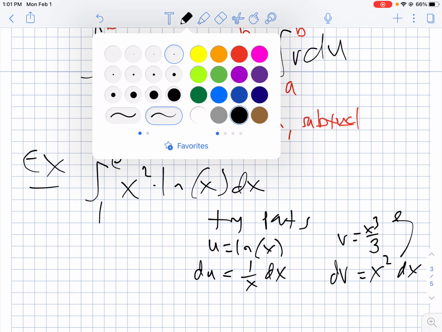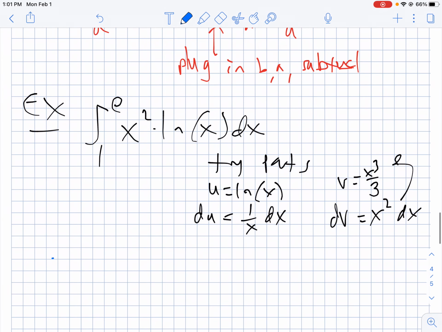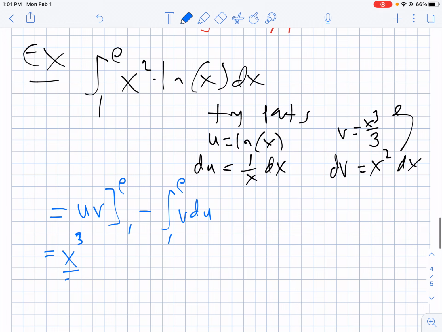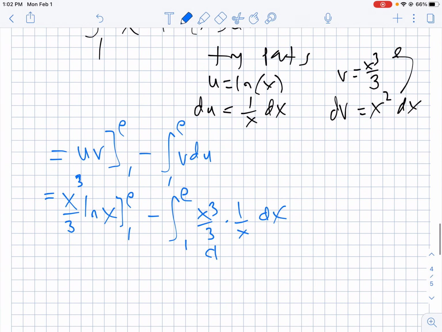Okay, so let's go ahead and set this up. We know that this is going to be uv going from 1 to e minus the integral of v du going from 1 to e. So this is just going to become x cubed over 3 times ln of x going from 1 to e, minus the integral from 1 to e of v du. So that's x cubed over 3 times 1 over x dx. Now, let's go ahead and clean this up a little bit. This is just going to become x cubed over x is just x squared over 3 dx, going from 1 to e. And here let's just write it the same for now.